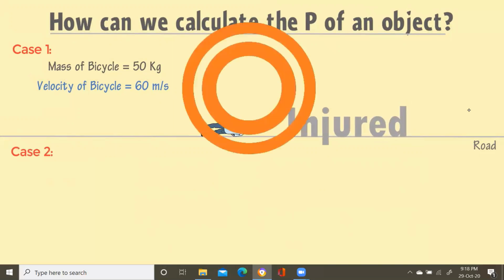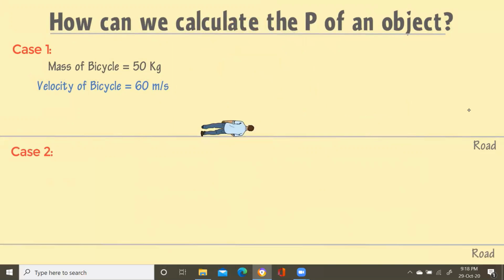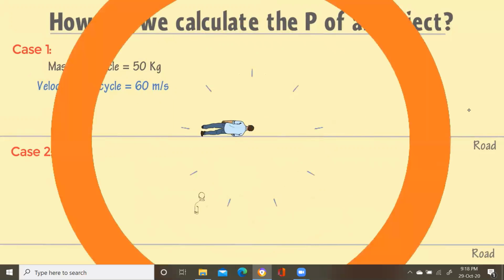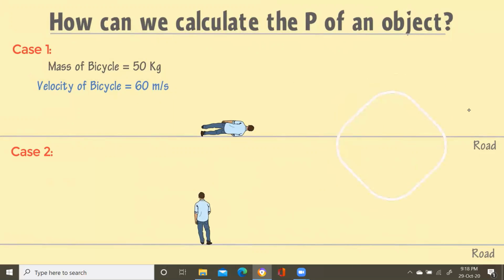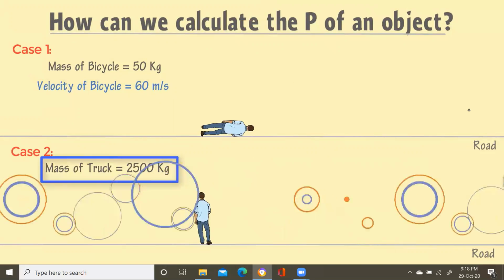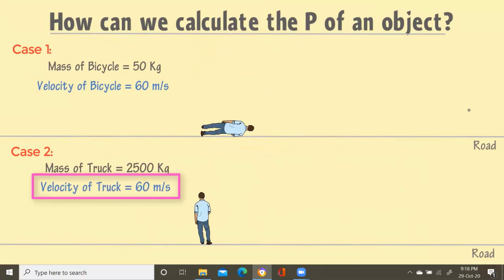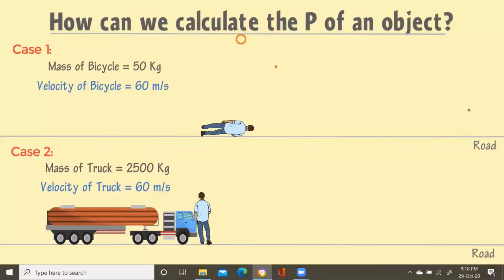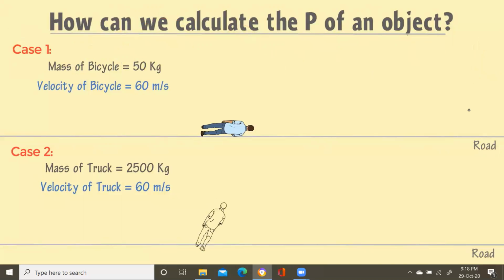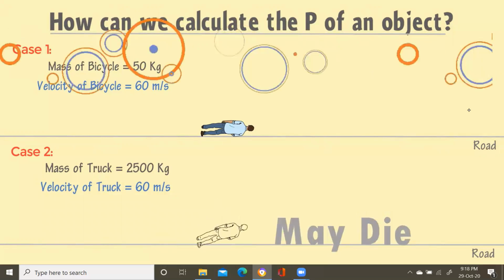Now consider the same person in case 2. If this person is standing on a road, and suddenly a truck of 2500 kg moving with the same velocity of 60 meters per second hits the person. As a common observation, the person may die.